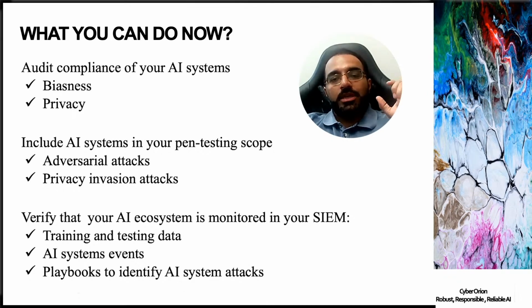Make sure that in your SIEM there are plugins to read the AI system events. Events are generated by your AI system, so you can monitor and understand if they have been targeted. And of course, keep building playbooks for your security analysts, so they can run these playbooks on their SIEM and check whether your AI systems are in a safe and secure situation.